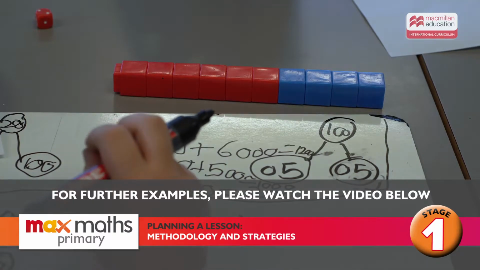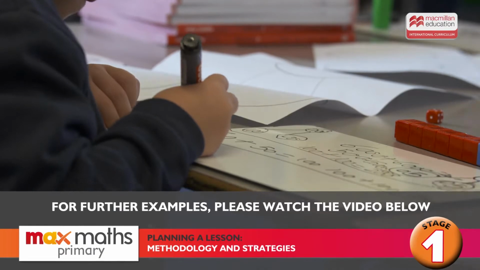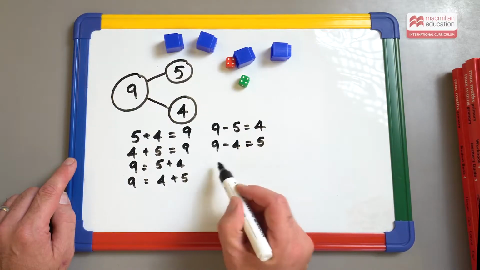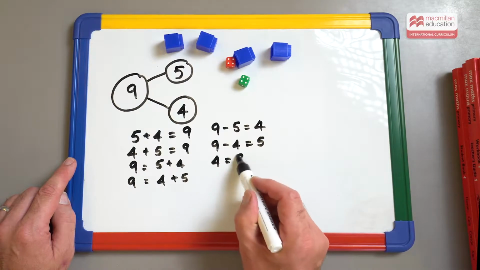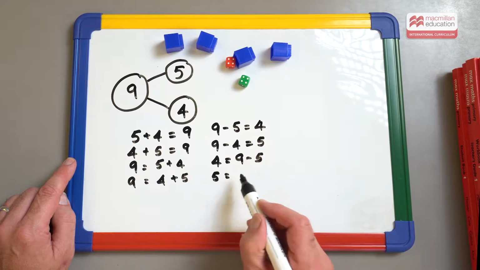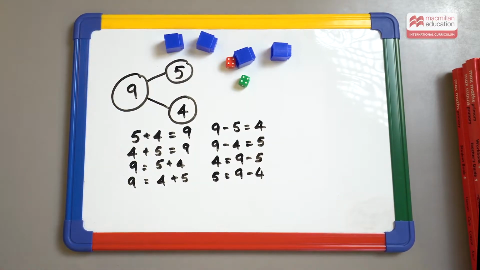9 minus 5 equals 4. 9 take away 4 equals 5. And again, because this is equal to this, I can say that 4 is equal to 9 take away 5. I can say that 5 is equal to 9 take away 4. Look at that, 8 separate calculations just from this task.